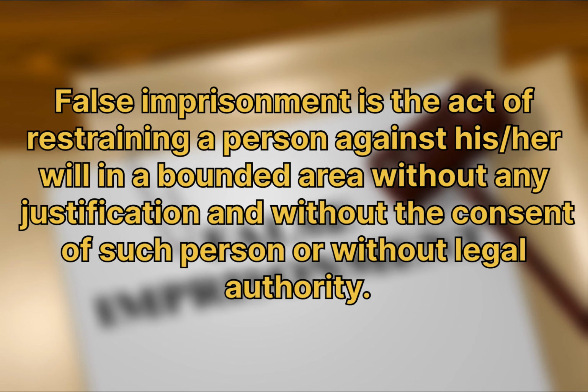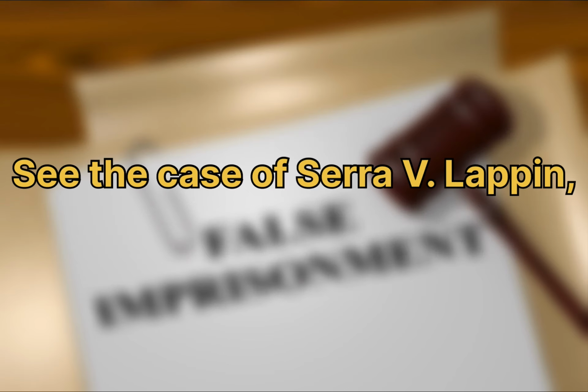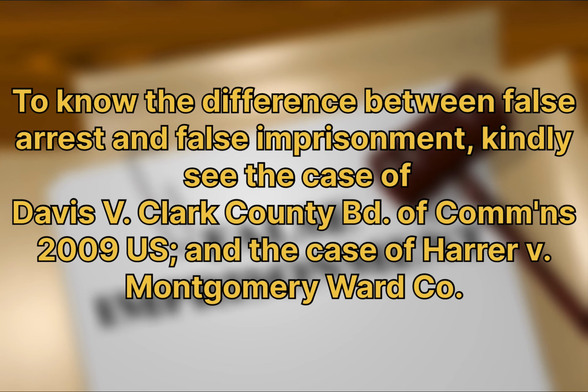False imprisonment is the act of restraining a person against his or her will in a bounded area without any justification and without the consent of such person or without legal authority. See the case of Sarah versus Lapin. Next, to know the difference between false arrest and false imprisonment, kindly look at the cases of Davis versus Clark County and the case of Hera versus Montgomery Ward Company.